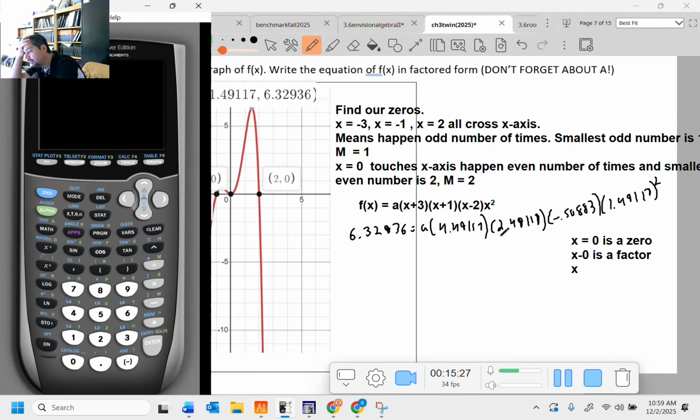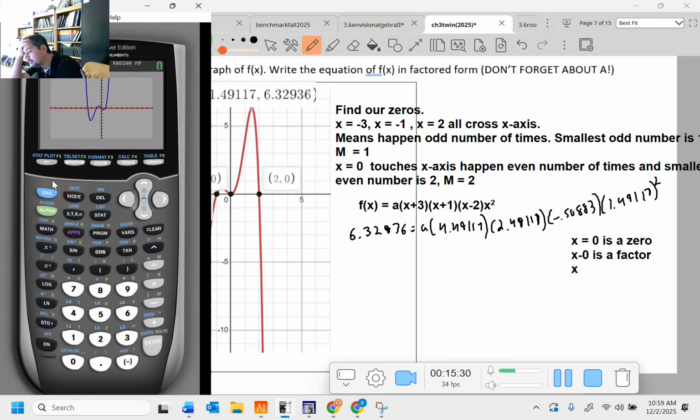So all these funny numbers right here, I'm going to type in. 4.49117 times 2.49117 times -0.50883 times, and I know these are hideous, your quiz won't be that bad, so don't get scared. That's what's attached to a.